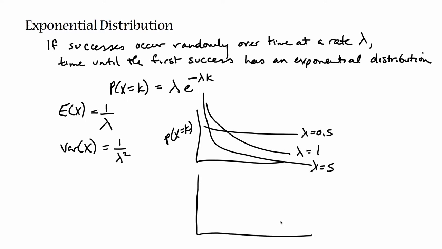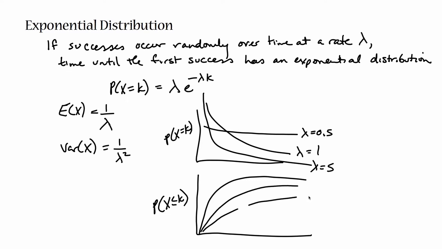And the cumulative density function, the probability that x is less than or equal to k, is predictably going to be a saturating function, the steepness of which is dependent on lambda. So if lambda is small, it's not going to be very steep, and if lambda is big, it'll be quite steep.